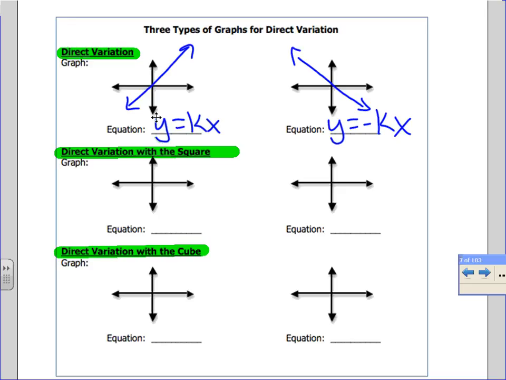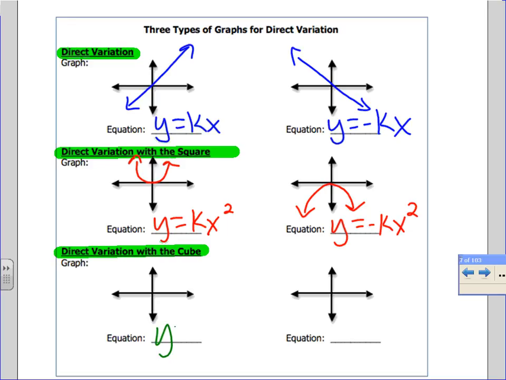Direct variation with the square. Y equals kx squared is the positive one. We just went over this. So draw your positive parabola. The negative one, y equals negative kx squared. Make an upside down parabola. And then direct variation with the cube, y equals kx cubed.